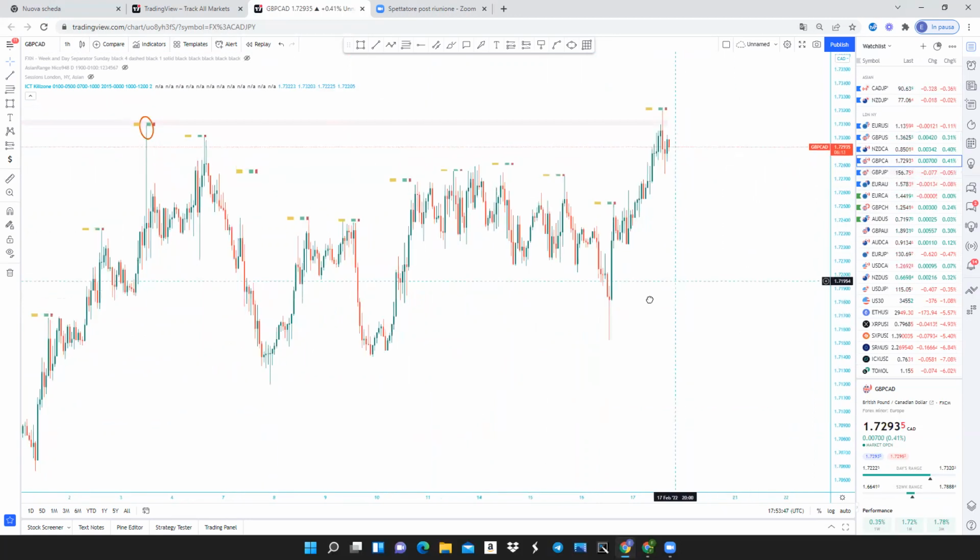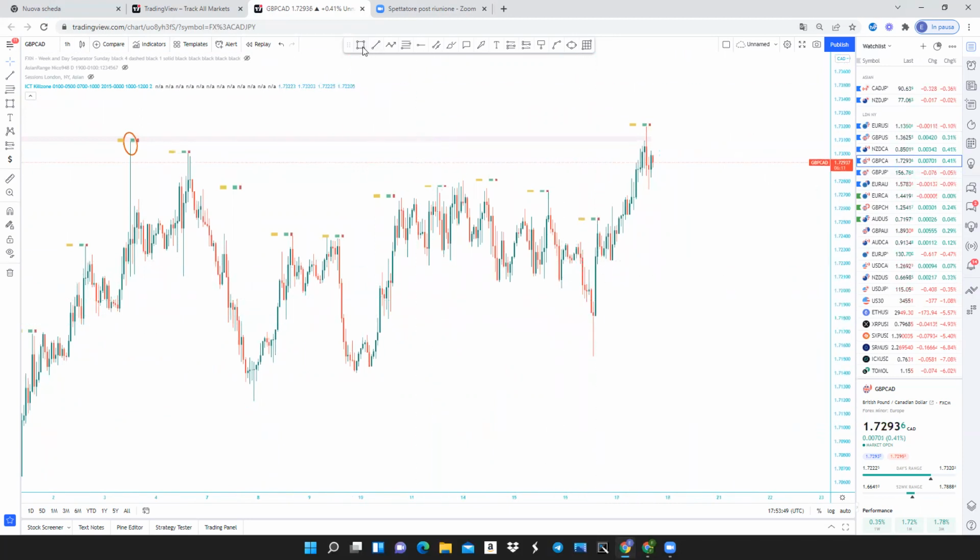Let me see another example for the future. JPY CAD manipulates to the downside, manipulates all these lows, and then breaks structure to the upside, and also breaks these levels. Therefore, this area will be my point of interest.